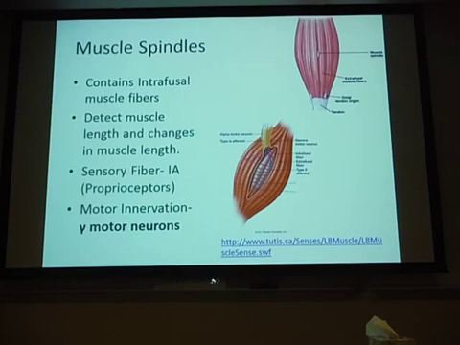Now we'll come back to this concept in a minute, but the muscle spindle also gets motor innervation. So those intrafusal muscles also get motor innervation. They aren't just sensory receptors. That motor innervation is going to come from gamma motor neurons. So alpha motor neurons synapse on what type of muscle fiber? Extrafusal muscle fiber. Alpha motor neurons synapse on extrafusal muscle fiber. Gamma motor neurons synapse on intrafusal muscle fibers that are in the muscle spindle.